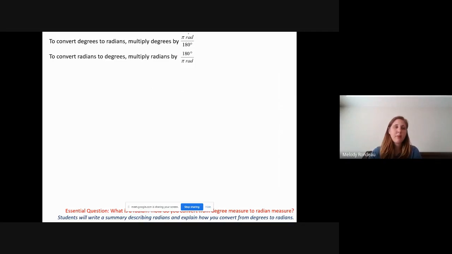So a quick rule of thumb when you're trying to figure out what to multiply by: if you look at these two fractions, they're basically the same fraction, just flipped. It's the reciprocal. Whatever unit you want your answer in, that's what goes on the top. And the reason this works is because pi radians is equal to 180 degrees. So this is just unit conversion. Pi over 180 is actually, the fraction itself equals 1 because those are the same value. They just have different units.